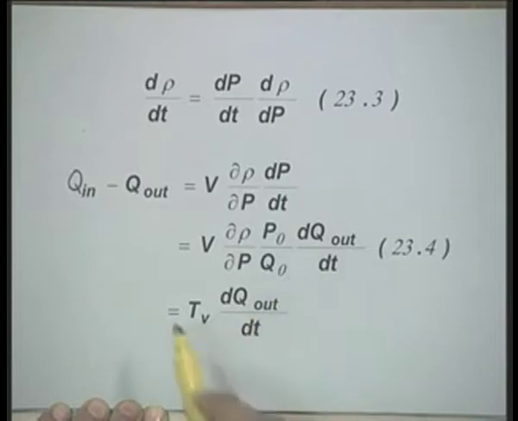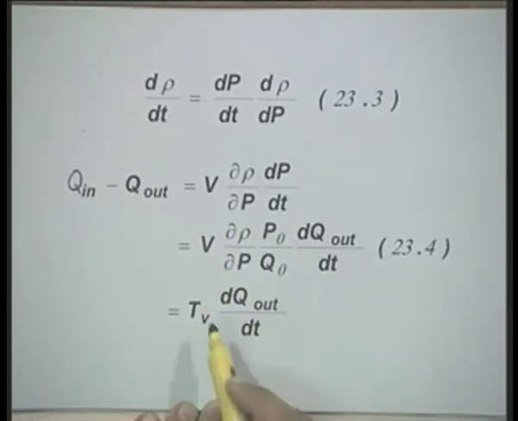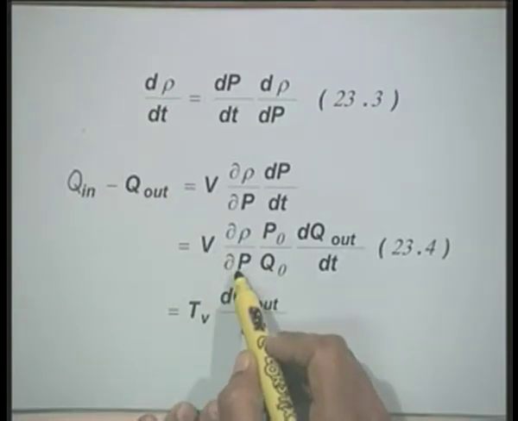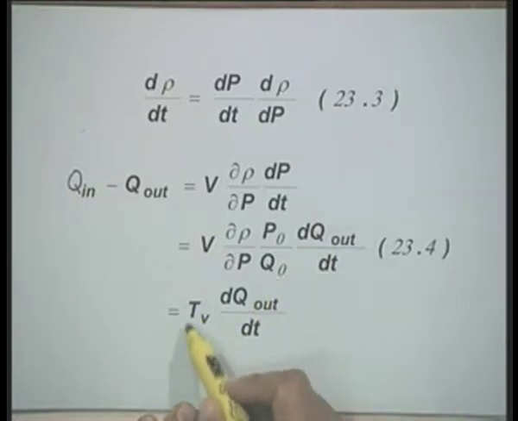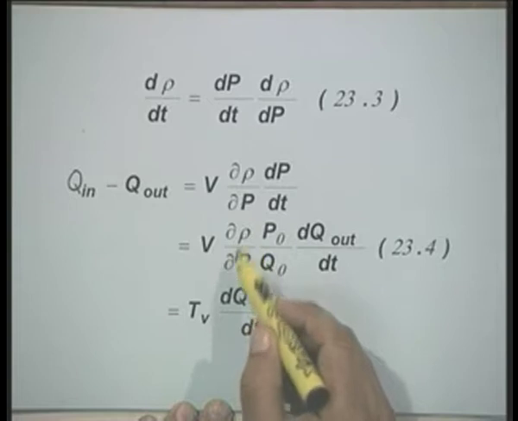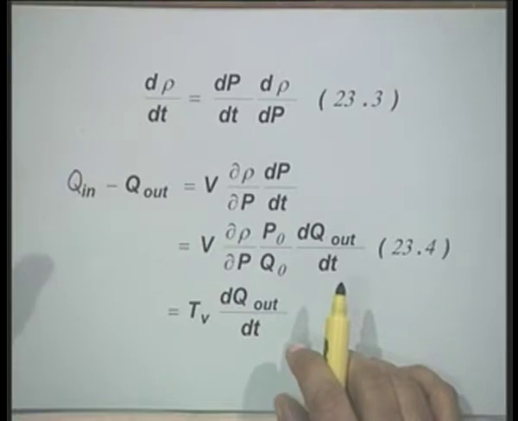Here in this equation, we will represent this total term V d rho by dP into Po by Qo by a constant called TV, multiplying dQout by dt. Now here this term d rho by dP is a known quantity.